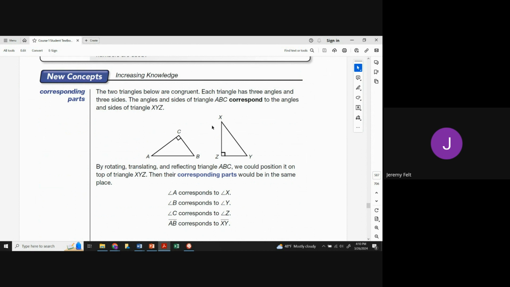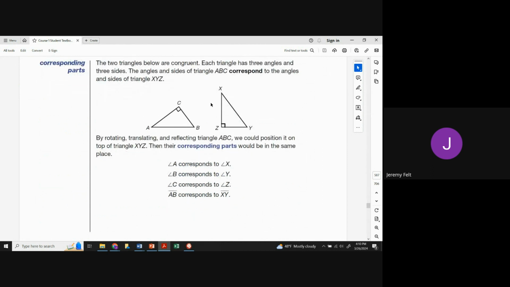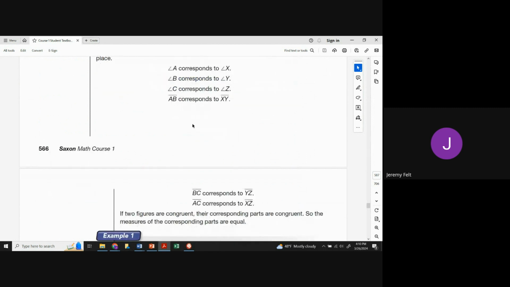If we were to put this one, rotate it and slide it and do all the things to make this overlap, where would angle C go, where would angle A, and where would angle B? Angle A would go up with X, C is the right angle, so that would clearly go with Z, and then B would be down here with Y. And then AB would be XY, ZY would be CD, and so on and so forth.